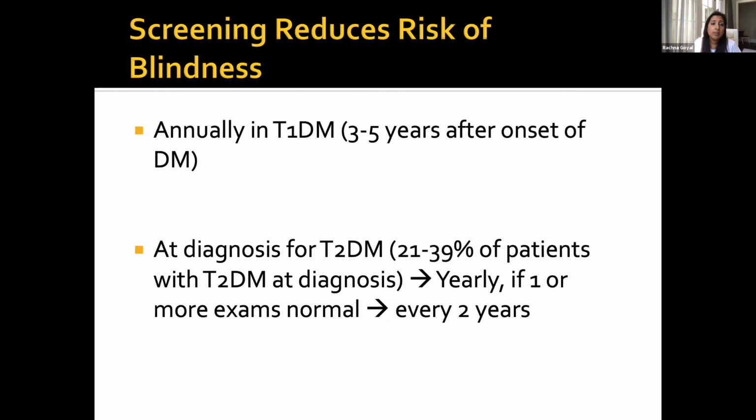And so, screening obviously reduces the risk of blindness. We said already that you want to screen annually in type 1s, and then at diagnosis for type 2. What's interesting is that at diagnosis, about 20 to 40% of patients will already have some signs of retinopathy, which is pretty high. So it's really important to make sure that those patients are getting in for an eye exam early on.